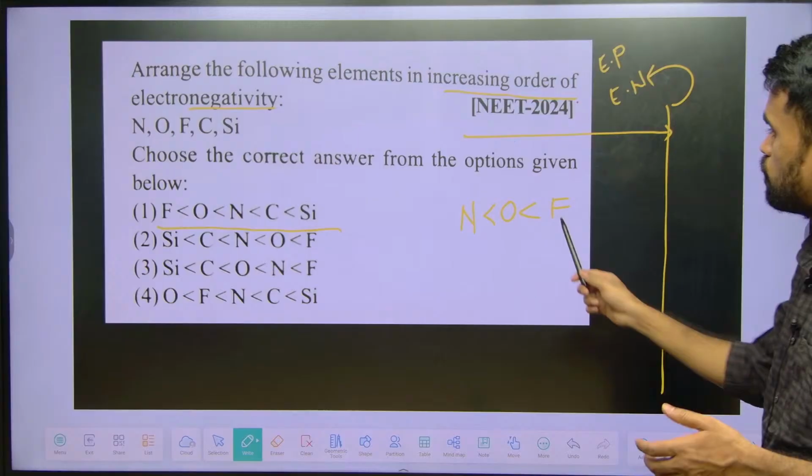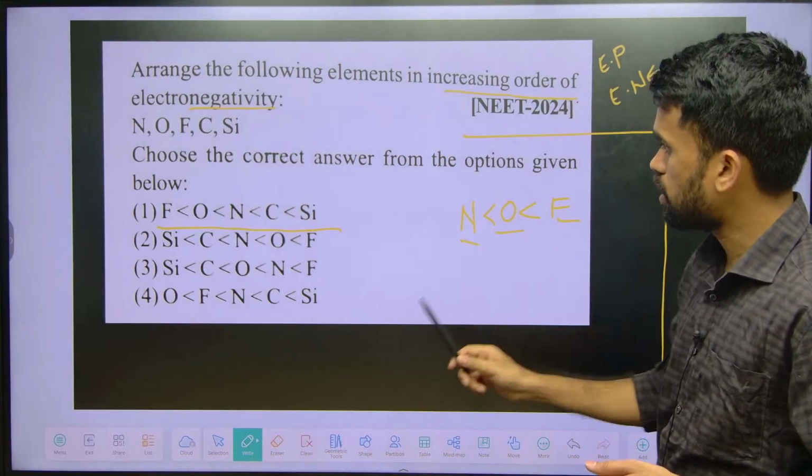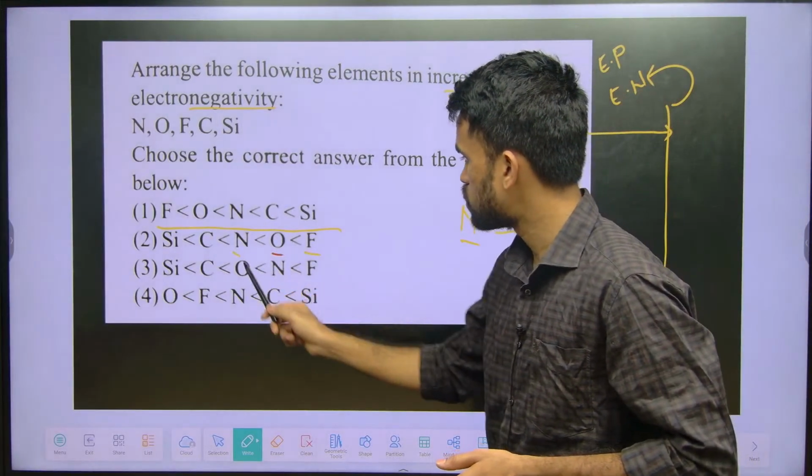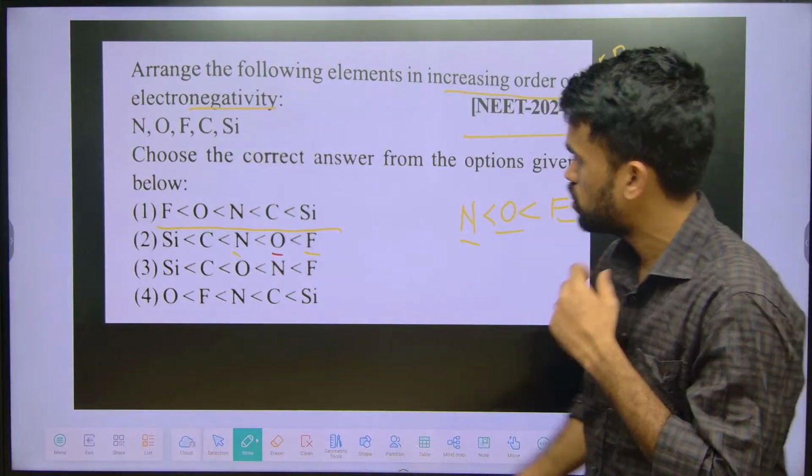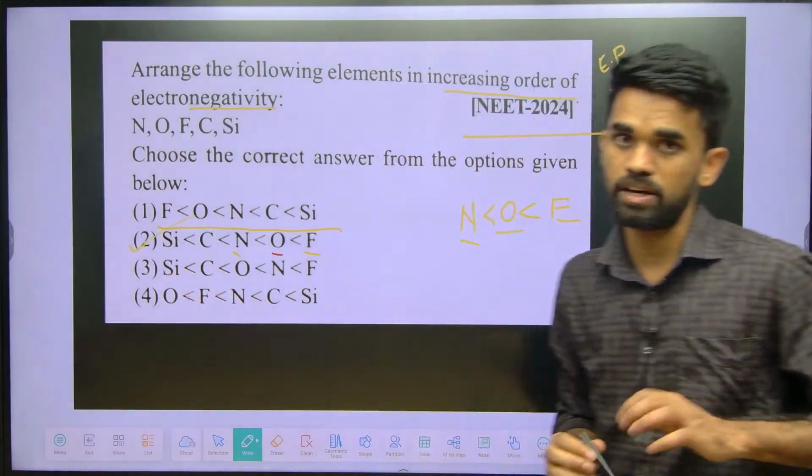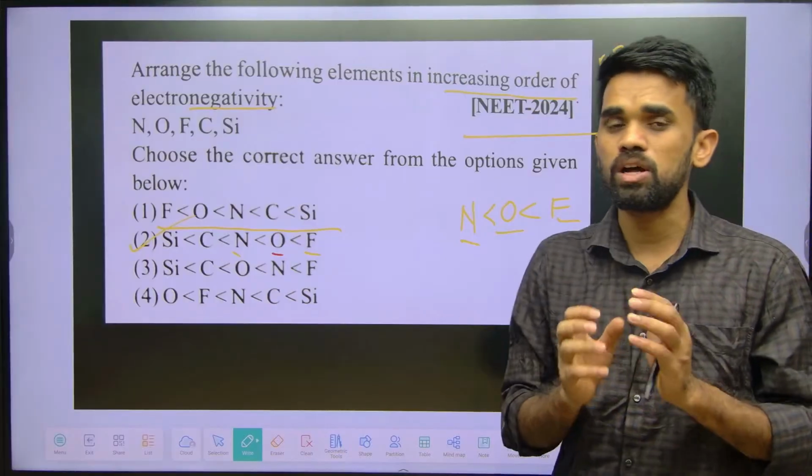So what I told you, fluorine, oxygen, nitrogen. Like that, do we have any other option? No. So only this is there, you can go with the second option. Okay, see how simply you can solve this question.